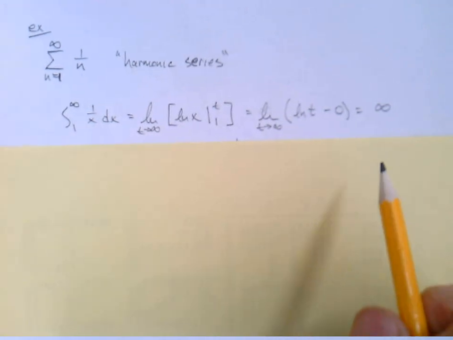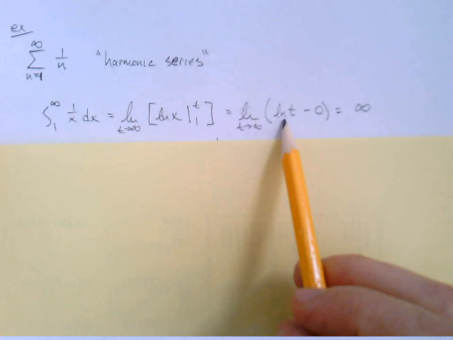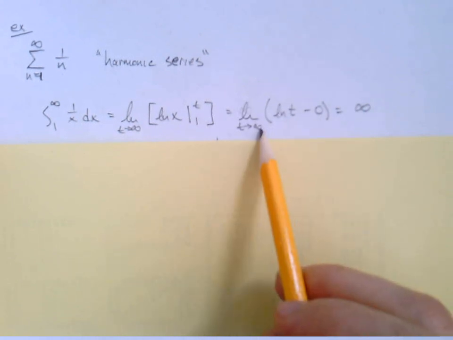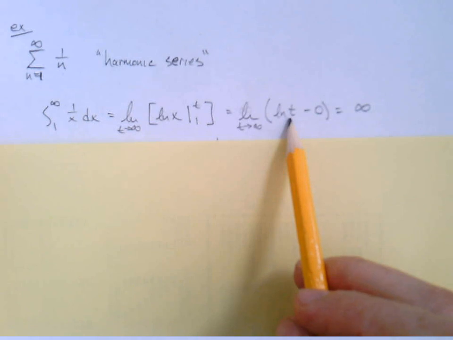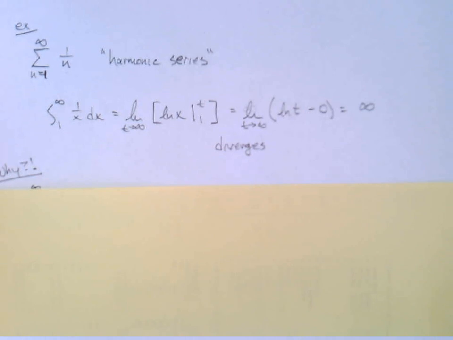Sorry, this is just tough to read. It's like blue on the screen. Plugging in the t, plugging in the 1. And as t goes to infinity, the natural log of infinity is infinity. Wow. This series actually diverges.